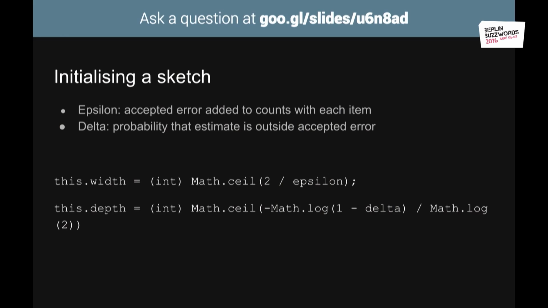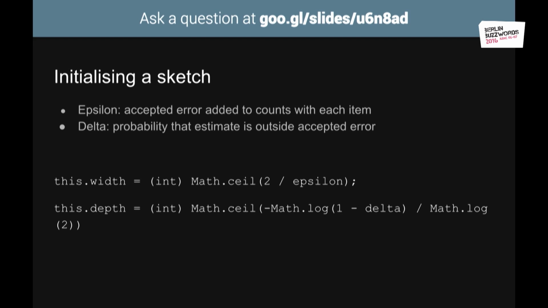2 parameters. The first one is called epsilon, which is useful. And this is the accepted amount of error that you are okay with being added to each item. So how wrong are you okay with the counts being? The second one is called delta, which is also really helpful. And this is the probability that when you receive a result, that it's outside of that epsilon value. So it's wronger than you are okay with. And those are your 2 parameters.